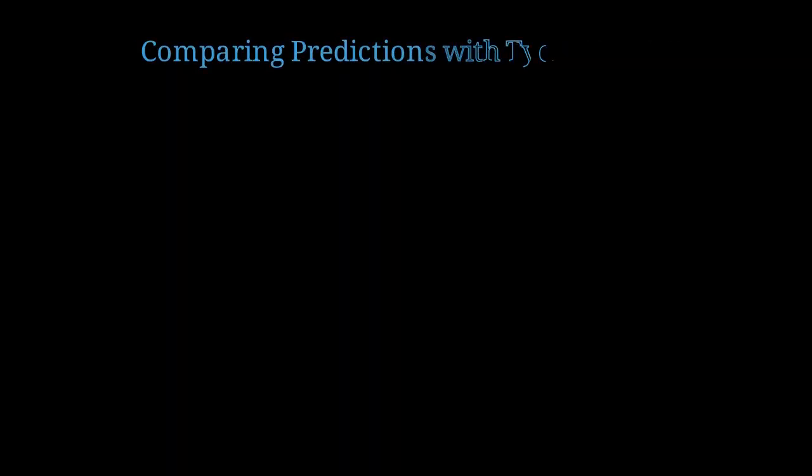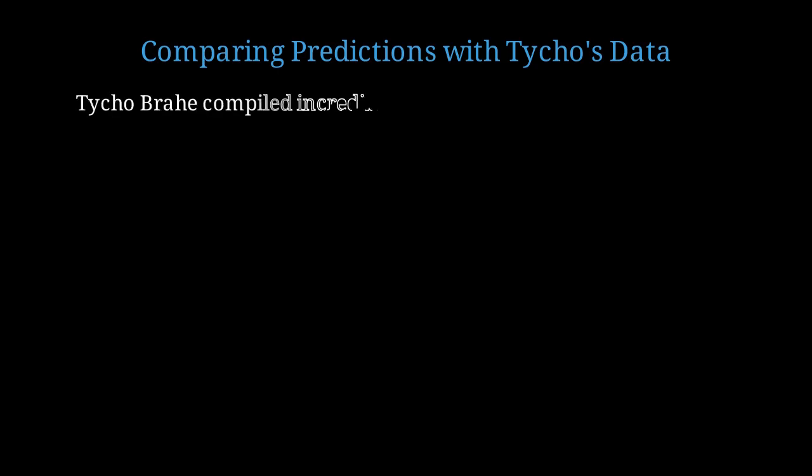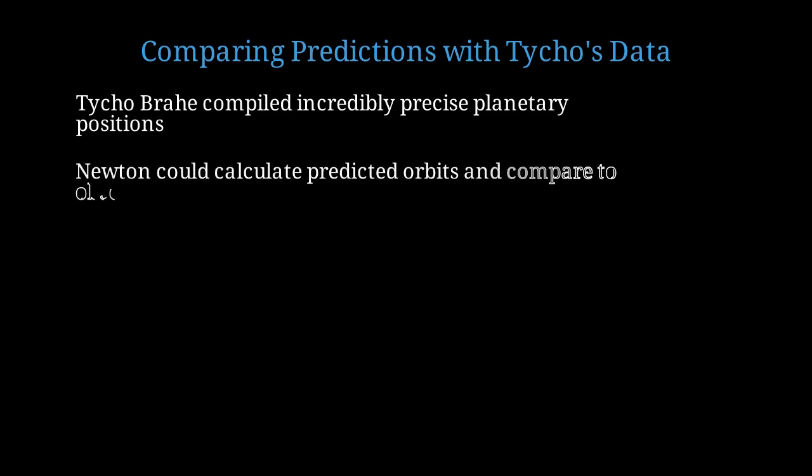Now Newton had a mathematical model, force proportional to 1 over r squared, but how did he know this was correct? He compared predictions with the best observational data available. Tycho Brahe, working before the telescope was invented, had compiled amazingly precise measurements of planetary positions over many years. Kepler used this data to formulate his laws. With his inverse square law, Newton could mathematically calculate what the orbit should look like and compare it to the observed orbits in Tycho's data.